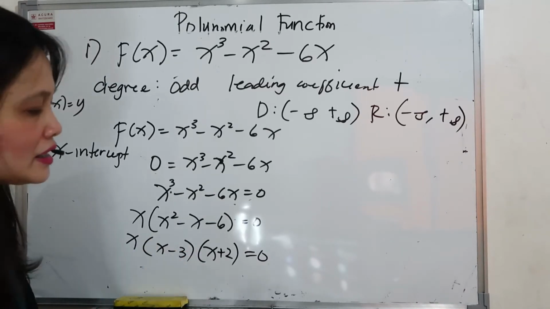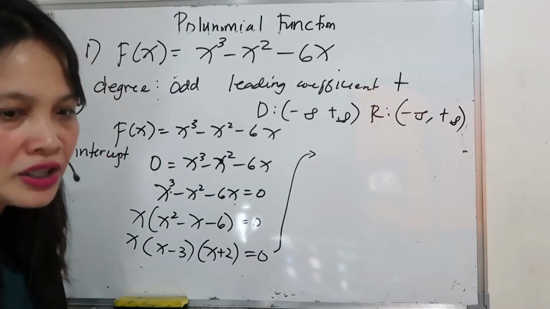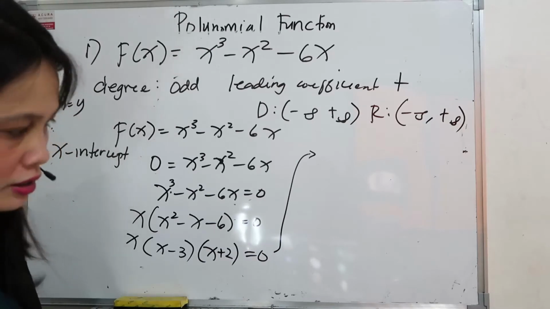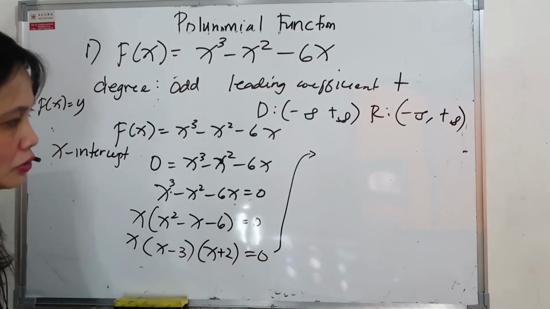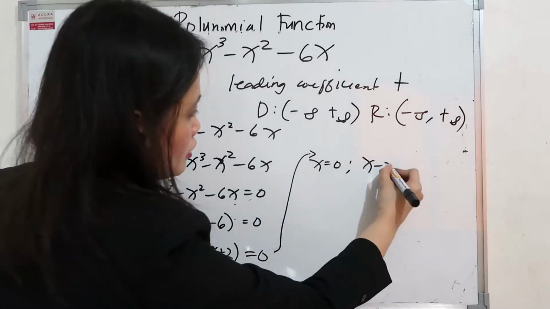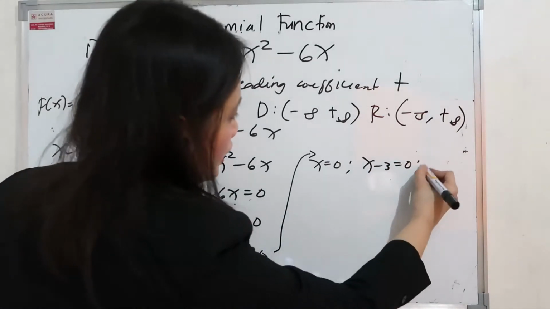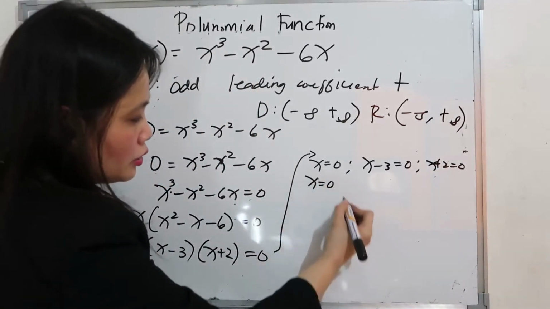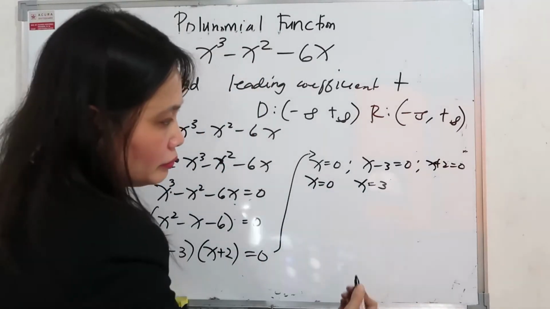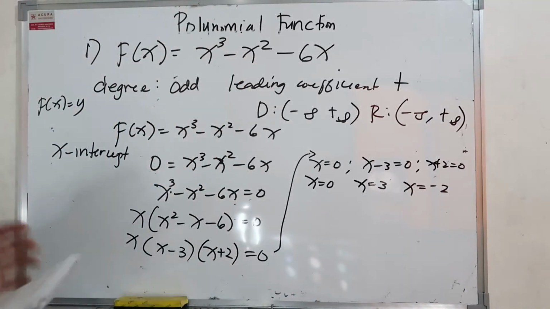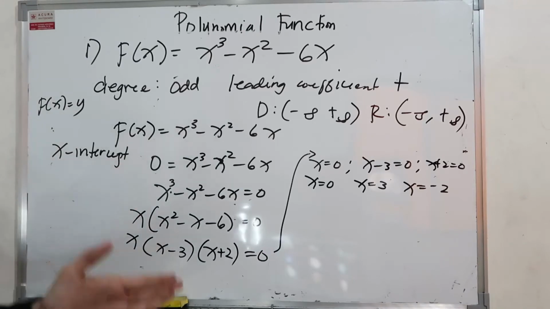Now, find the zeros. When we say find the zeros, meaning get the values of x. So equate each factor to 0. We have x equals 0, that's the first factor. x minus 3 equals 0, and x plus 2 equals 0. So you do have x equals 0, x equals 3, and x equals negative 2.